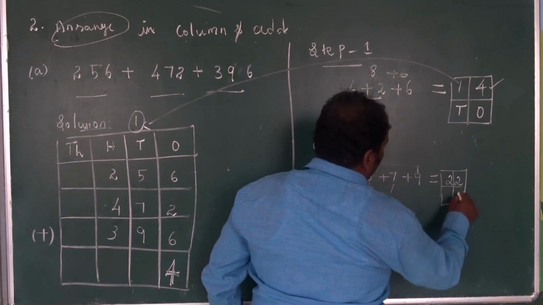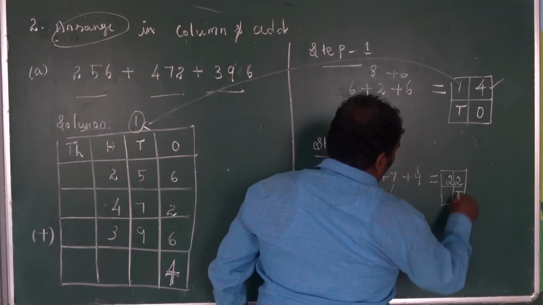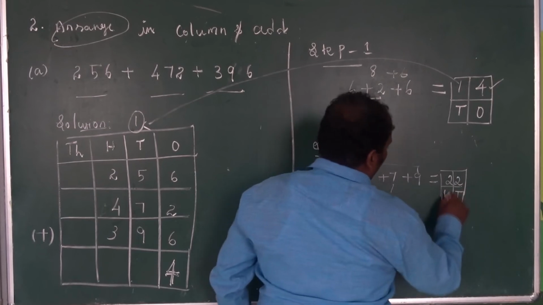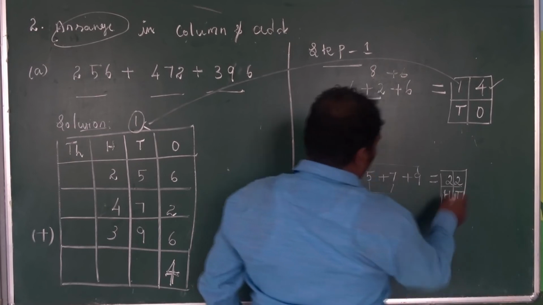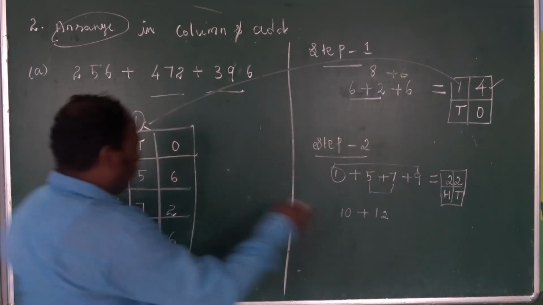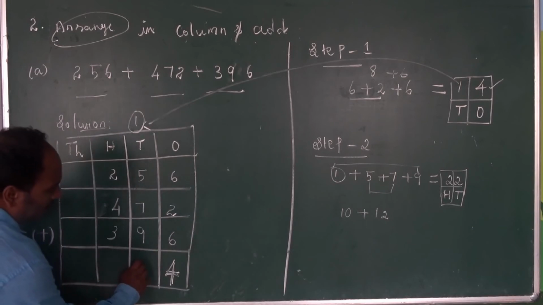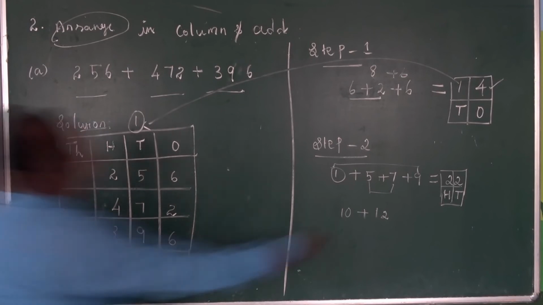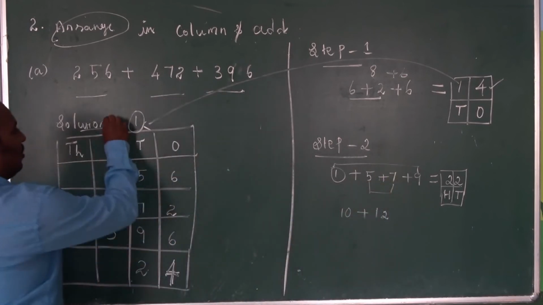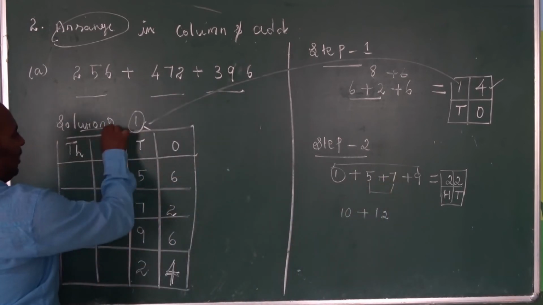22 tens means 2 tens and 2 hundreds. Write 2 in the tens place. Balance 2, the number 2 carries over to the hundreds place.